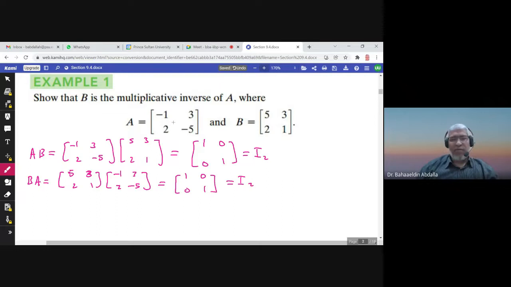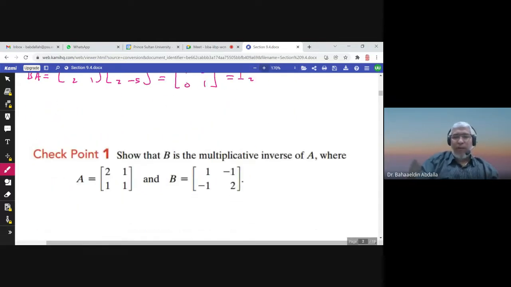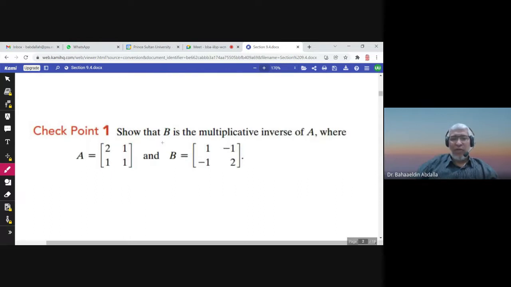Look at A and B. Do you have a quick method to find B if you know A? This is negative 1, this is 5. Okay, we will see how to find B, the multiplicative inverse of A, later. So I leave this for you. Please show that B is the multiplicative inverse of A. Multiply AB and make sure that the answer is I2, and multiply B times A and make sure that the answer is I2.